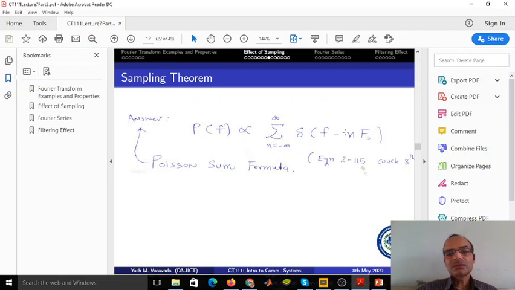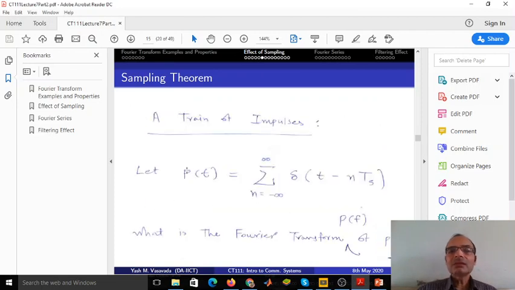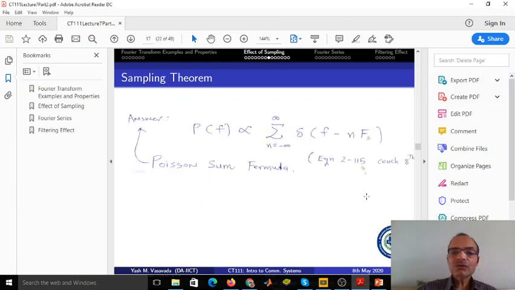Okay, so these are the two equations which we are going to use now. P of t is an infinitely long sequence of impulses where two consecutive impulses are separated by T of s seconds. And it turns out that when I take the Fourier transform, the Fourier transform itself also is a sequence of impulses. These impulses are now located in the frequency domain, not in the time domain anymore. But it is still an infinitely long sequence of impulses whose impulses are separated by capital F of s hertz.